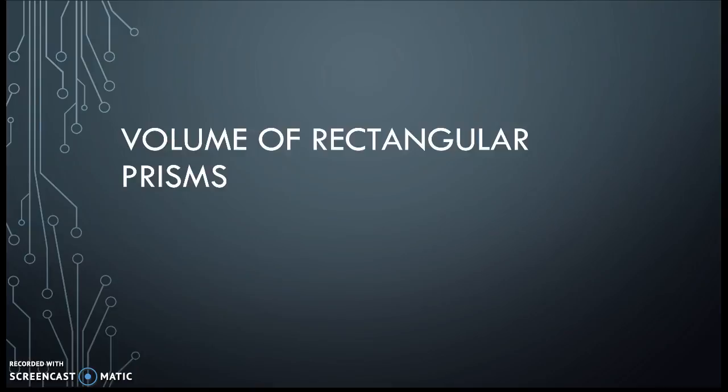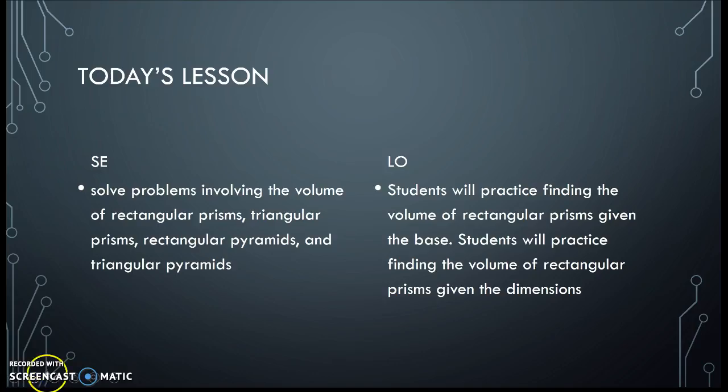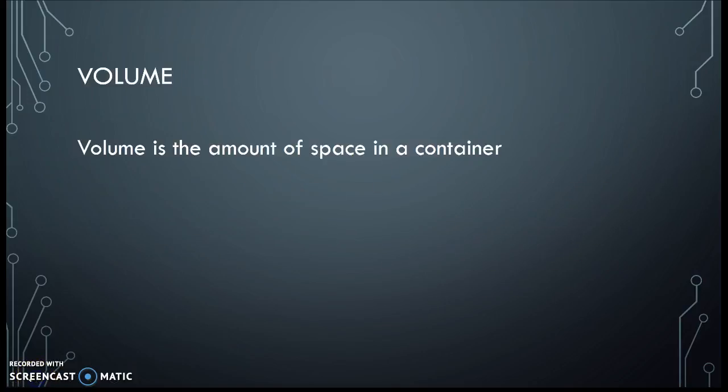Okay guys, so today we're going to work in test prep on volume of rectangular prisms. So rectangular prisms are like boxes. So volume is the amount of space in a container. So say for example, you're talking about a cereal box. The volume is how much cereal the box holds.